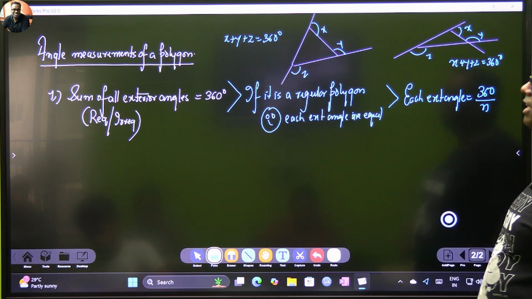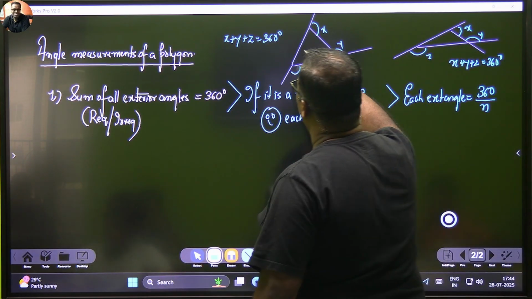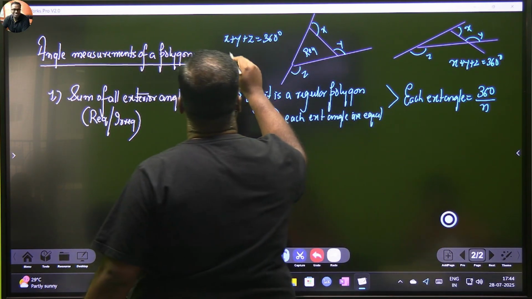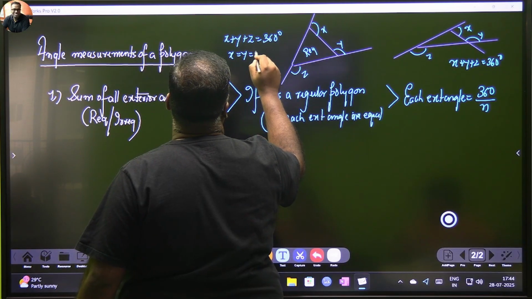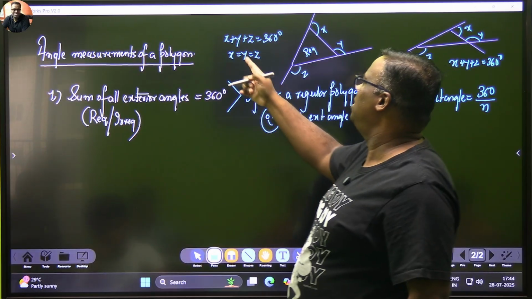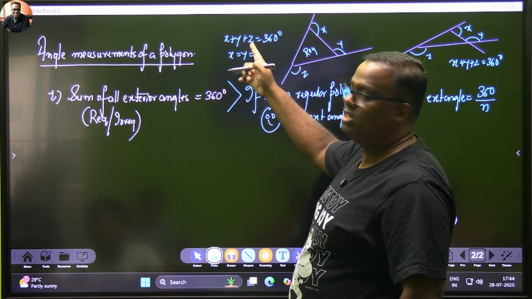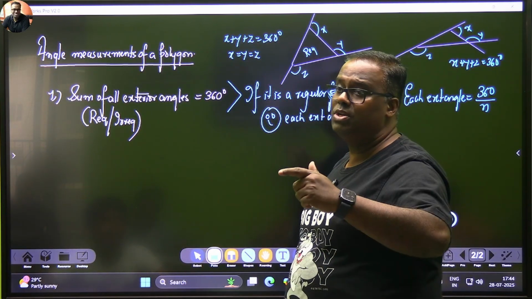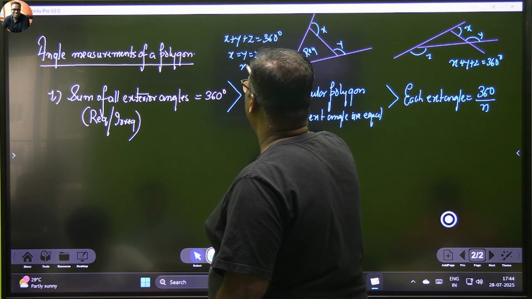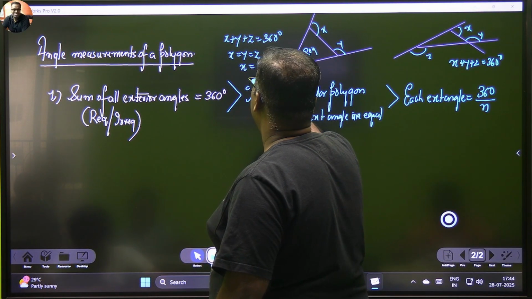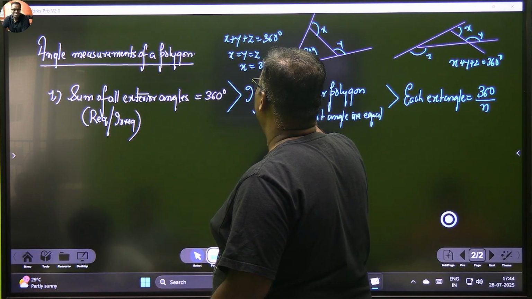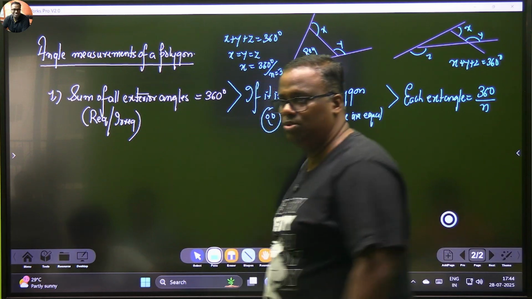The interesting thing is, since this is a regular polygon, meaning an equilateral triangle, here x will be equal to y will be equal to z. Have you understood? Then what is the measurement? Each of them is the same. What is the measure of each of them? 120, because you are now dividing 360 by the number of sides. 1, 2, 3. That is what n is. Here n is equal to 3. Have you understood this or not?